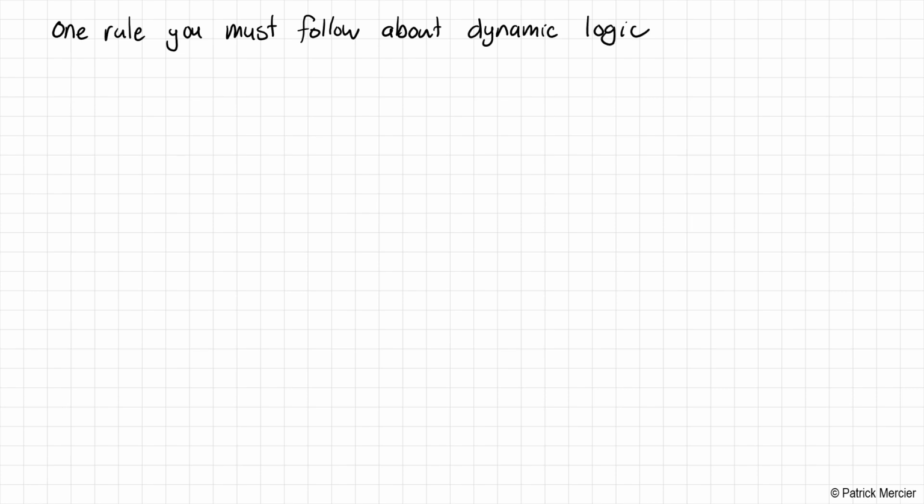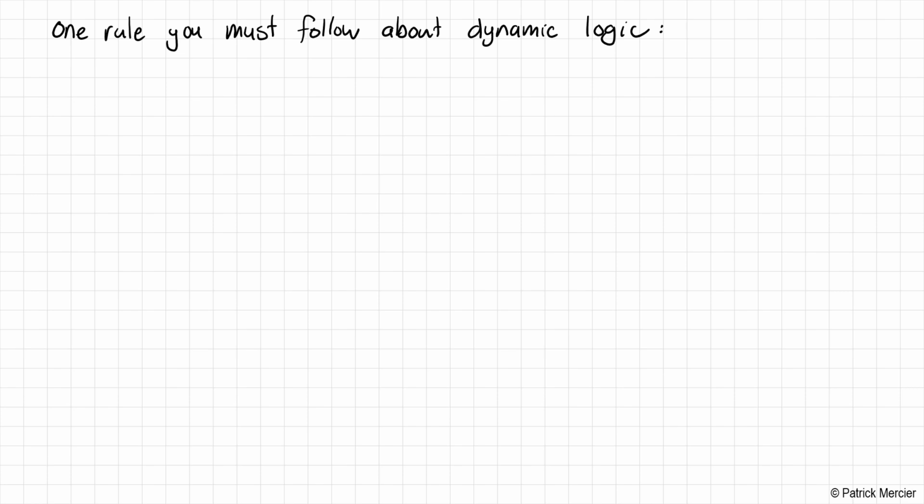So before we get into the analysis of how effectively dynamic logic works, I want to make sure that we all know about the one rule we must follow. Okay, so there's one rule you must follow about dynamic logic. Okay, and it's important. So we wouldn't emphasize it as the one rule if it weren't important.